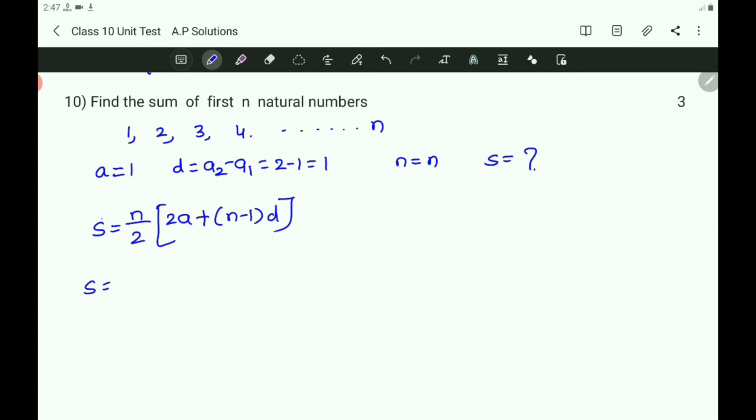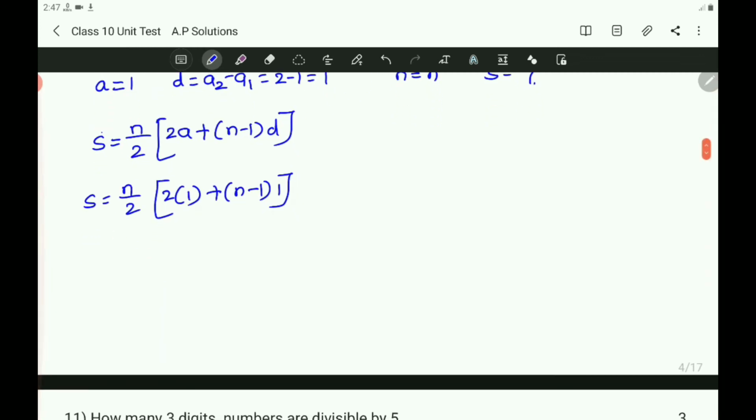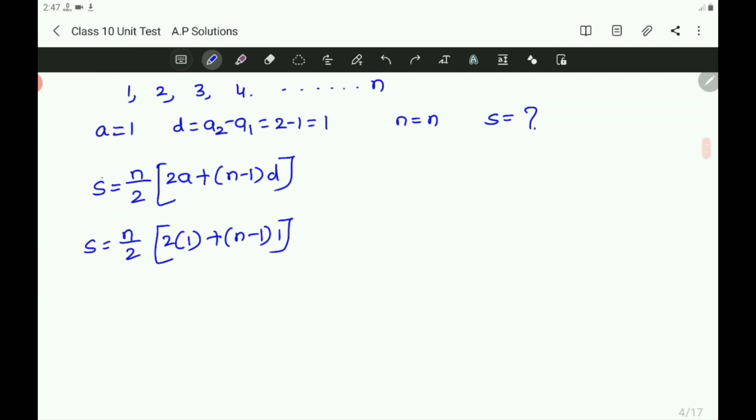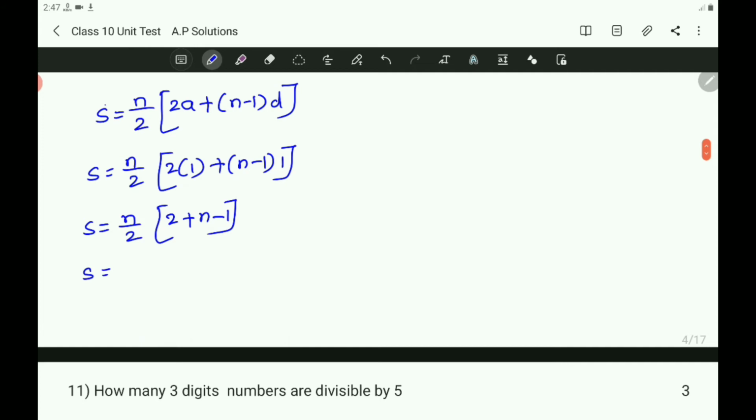Then you write s equals, in the place of n you write n only, n by 2 into 2, a is 1 plus n minus 1, d is 1. D is also 1 here. Then s equals n by 2 into 2 ones are 2, 2 plus n into 1 is n, minus 1 into 1 is minus 1. Then s equals n by 2 into n, 2 minus 1 is 1, n plus 1. So s equals n into n plus 1 by 2.